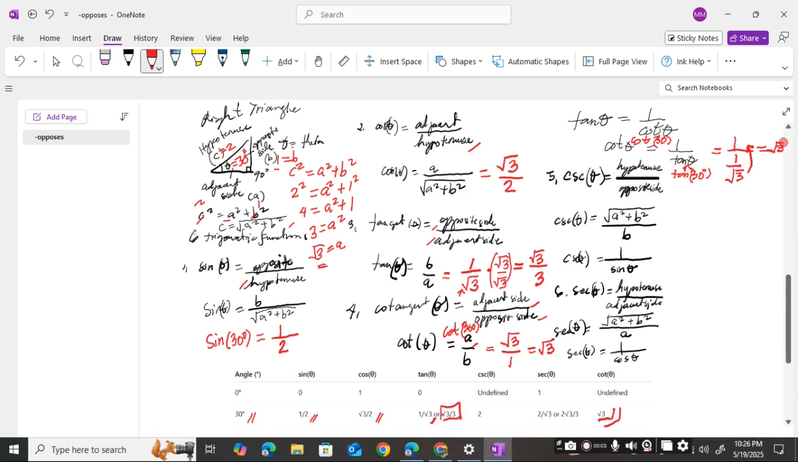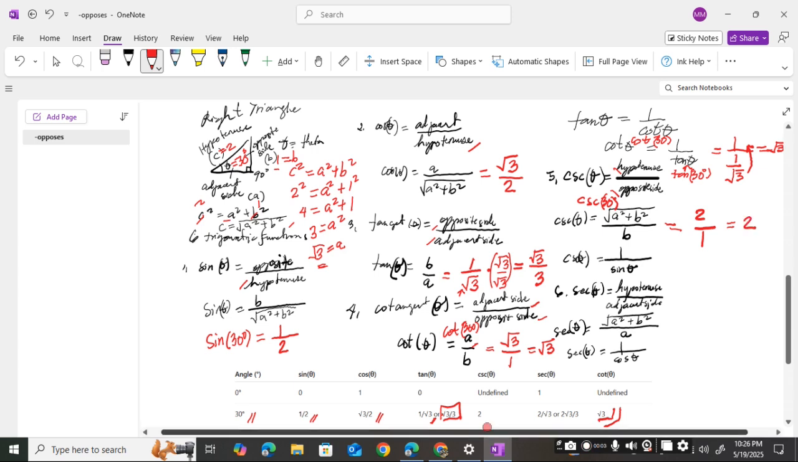Now, for the cosecant function, we have defined this to be the hypotenuse over the opposite side. Our hypotenuse, again, is 2, and our opposite side is simply 1. Therefore, our cosecant of 30 degrees is simply 2. And that's correct.